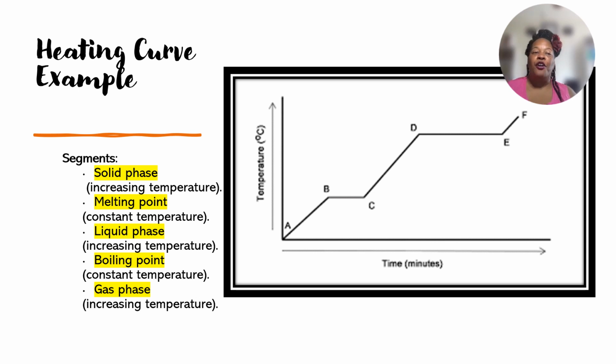Here are some heating curve examples. Again, there's a chart here where you see A, B, C, D, E, and F. Again, you'll have to be able to interpret this data. So if you look at the solid phase, that means you're going to increase temperature. The melting phase, that means your temperature is constant. The liquid phase has an increase in temperature. Boiling point has a constant temperature. And the last part is the gas phase, that's increasing temperature.